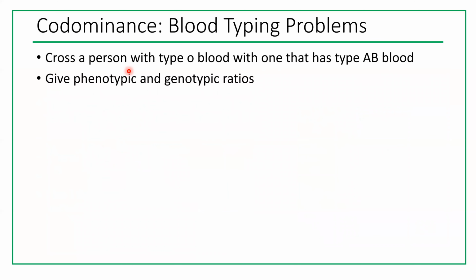So here, cross a person with blood type O with a person that has blood type AB and give phenotypic and genotypic ratio. So again, pause this video and try to solve this problem.